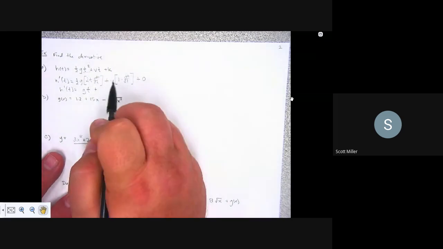So as I clean all these things up, I get h prime of t. This 2 and this 2 will reduce. I got g times t. That becomes a 1. Plus, that's a 1, that's a 1, so it'll be plus v. And that is your derivative.